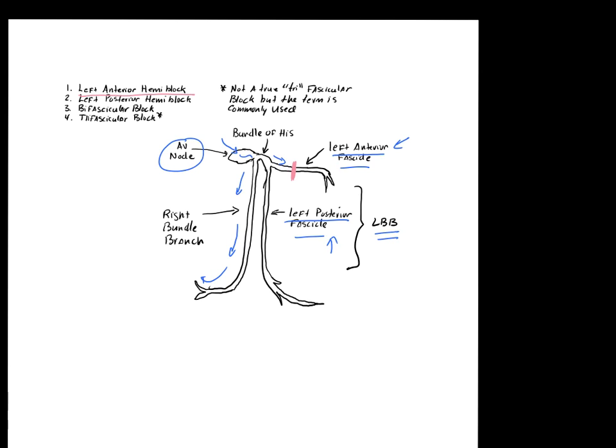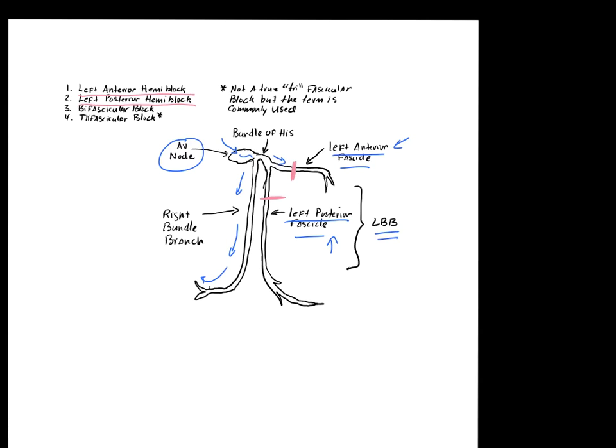Is everybody okay with how we could get that? Okay. Likewise, I could have a block of the left posterior fascicle, although that tends to be very rare. This is not something that we commonly see, the posterior fascicle. And if we just had a block of the left posterior fascicle, that would give rise to a left posterior fascicular hemiblock, or a left posterior hemiblock. You guys okay with that? That kind of makes sense?